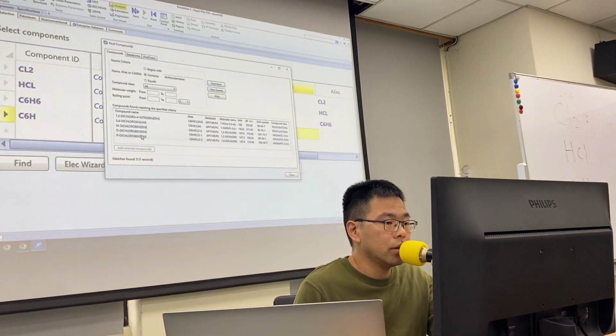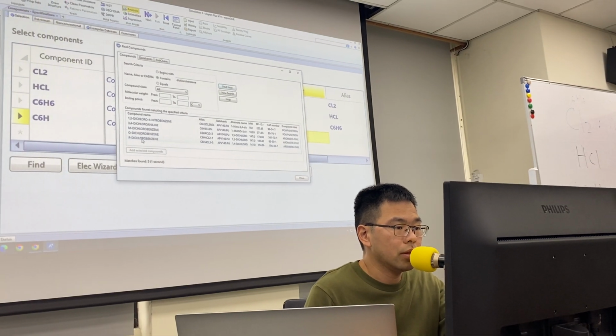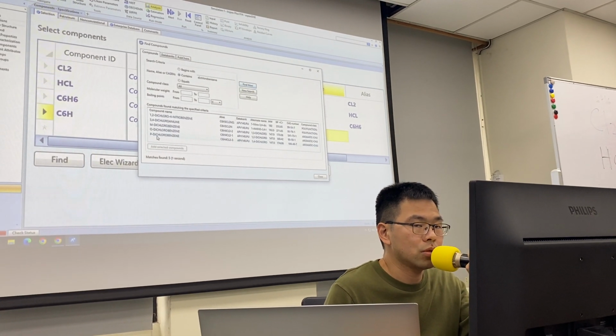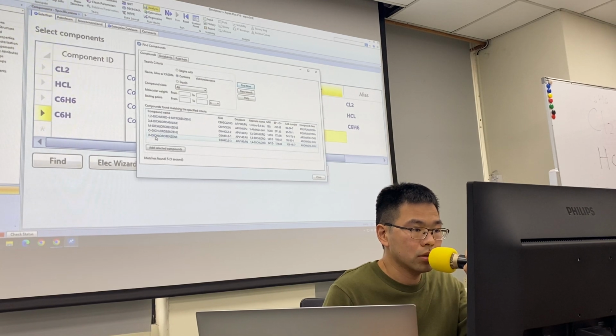Okay, in Aspen, the dichlorobenzene has a P dash as para.